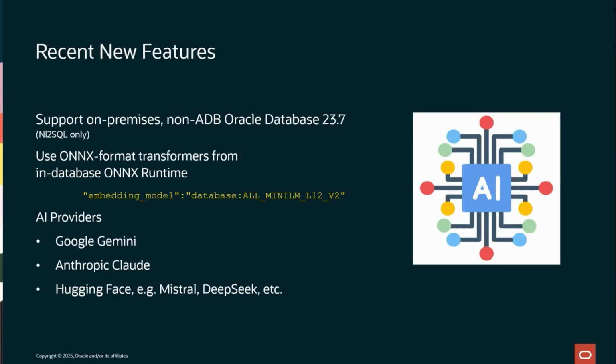Now, we've also added several AI providers since Cloud World. As I mentioned earlier, these include Google Gemini, Anthropic Claude, and Hugging Face, which supports a wide range of models like Mistral and DeepSeek. Now, see the documentation for details about using different AI providers in your AI profile.